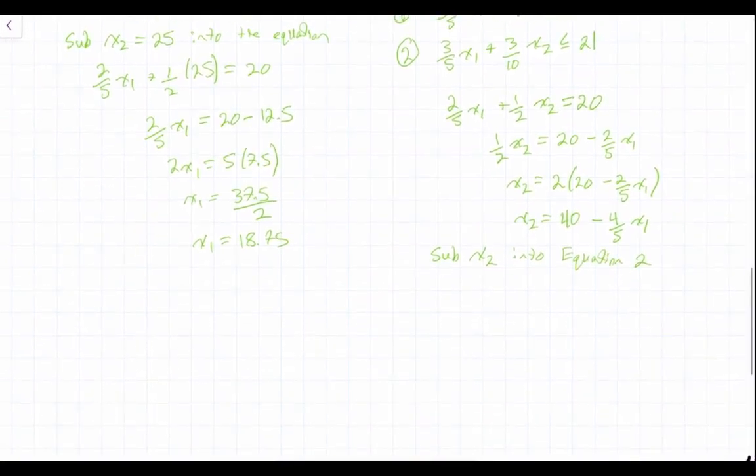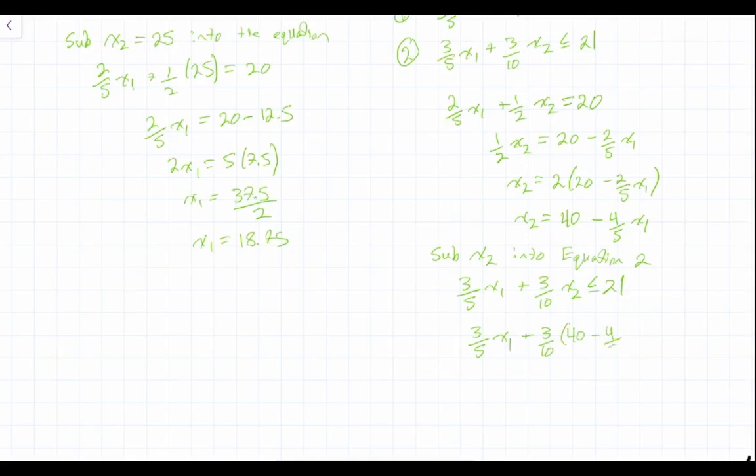So our equation 2 was 3/5 x1 plus 3/10 x2 less than or equal to 21. So then we're going to sub x2 into this equation. So we get 3/5 x1 plus 3/10 times 40 minus 4/5 x1 is equal to 21.